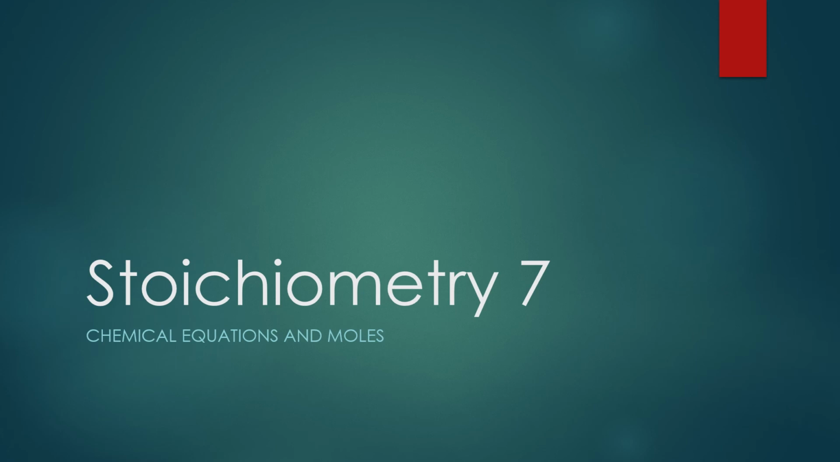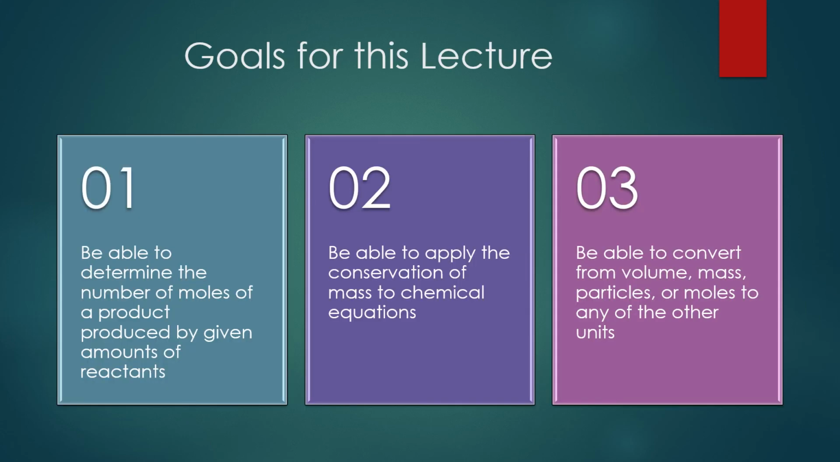Everybody, today we're going to start applying all of our stoichiometric conversion knowledge to actual chemical equations. Let's get started. Our first goal for this lecture is to be able to determine the number of moles of a product produced by a given amount of reactants. We'll then look at the law of conservation of mass and practice applying it to balanced chemical equations. And finally, we'll make sure we understand how to convert from any unit of measurement to any other unit of measurement. These types of conversions are going to be interwoven into problems throughout the rest of this unit, so I'd strongly recommend having your conversions reference sheet handy.